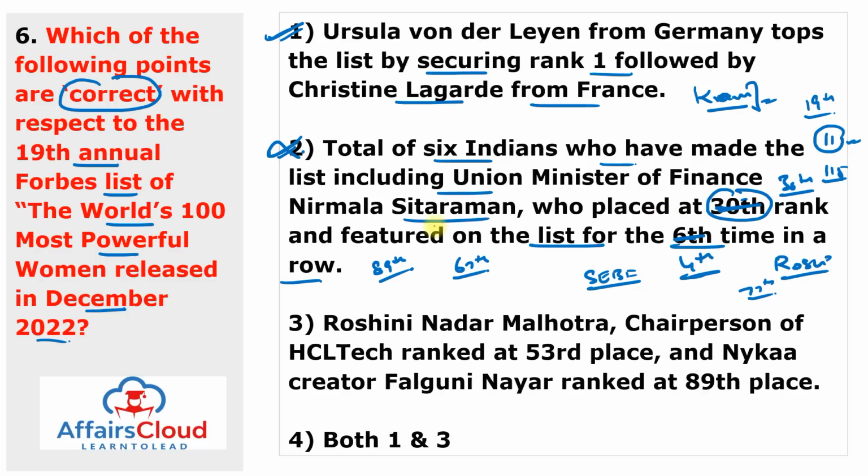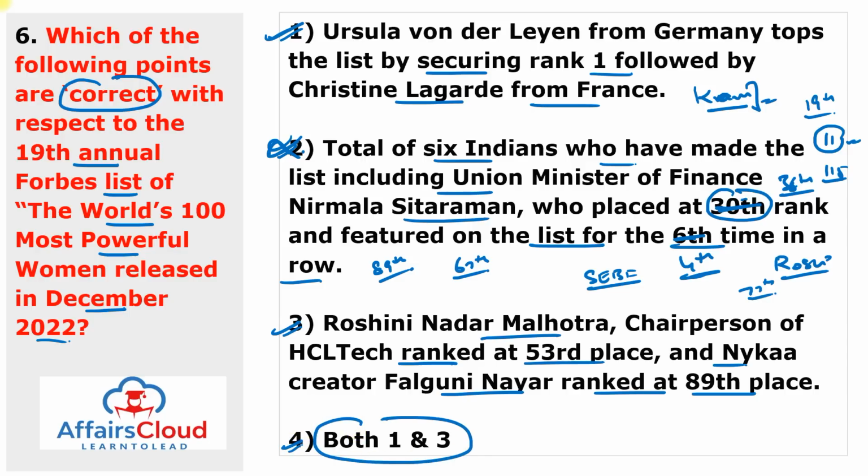But the top position goes to Nirmala Sitharaman. The global rank is 36th, not the 30th rank, and she featured on the list for the 4th time in a row. So second statement is wrong. Next is Roshni Nadar Malhotra, the chairperson of HCL Technology, ranked at 53rd place, and Nykaa's creator Falguni Nair ranked on the 89th place. This statement is true, we already covered. So answer of this question is both 1 and 3, because only 1 and 3 statements are correct.